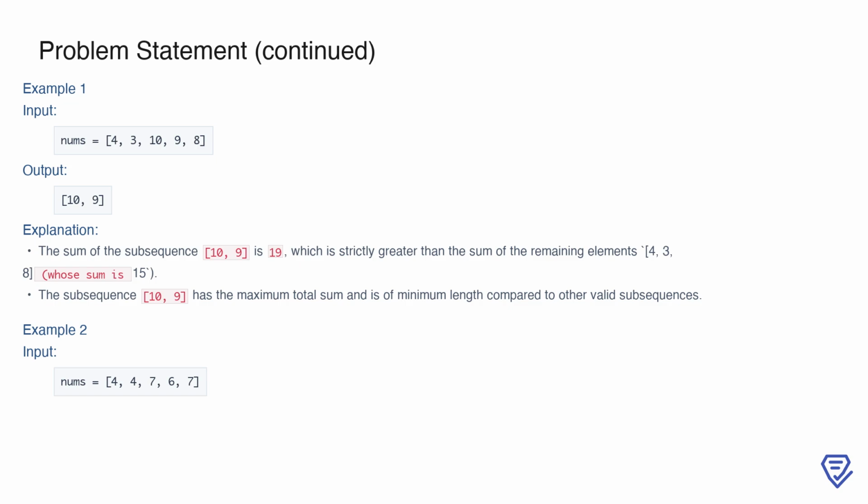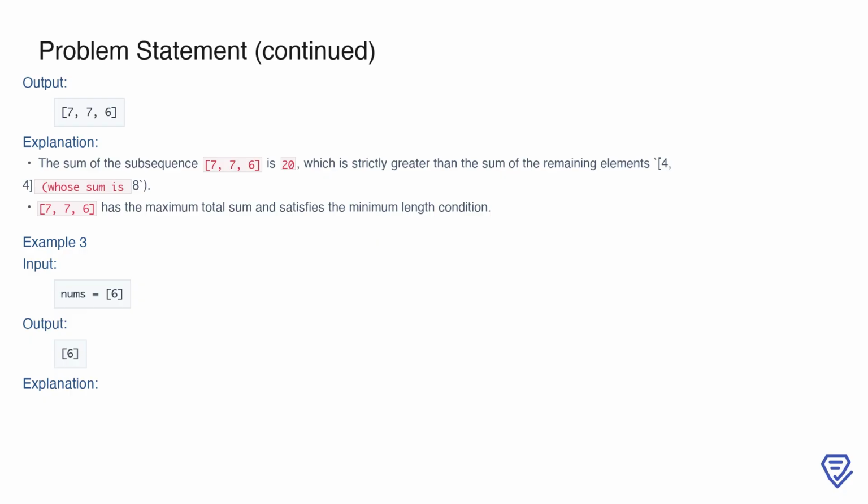The explanation goes as follows. The sum of the subsequence, 10, 9, is 19, which is strictly greater than the sum of the remaining elements, 4, 3, 8, which amounts to 15. Out of all possible valid subsequences, 10, 9, has the maximum total sum while also being of minimum length. This satisfies all the requirements outlined in the problem statement.